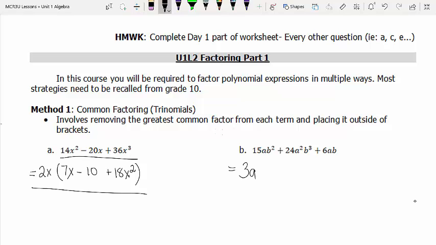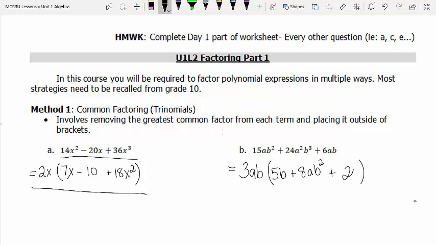Now let's look at the b's. We've got a b squared, a b cubed, and just a b. So again, we can only take a maximum of 1b from each. So there's our greatest common factor. Now let's divide each of the terms by that 3ab, or by that greatest common factor, to see what's left for inside of the brackets. So I just took each term and divided it by 3ab.